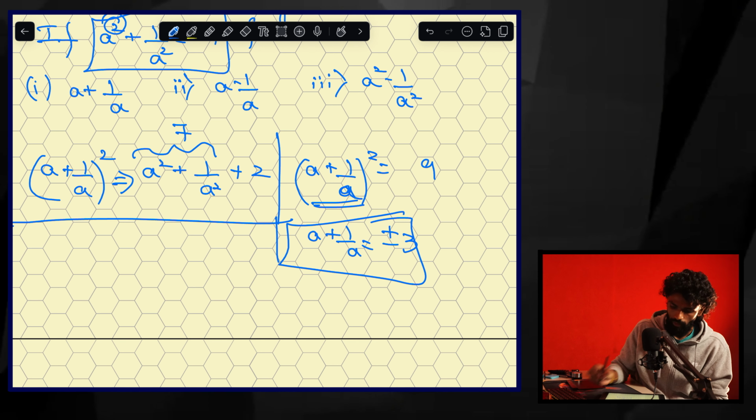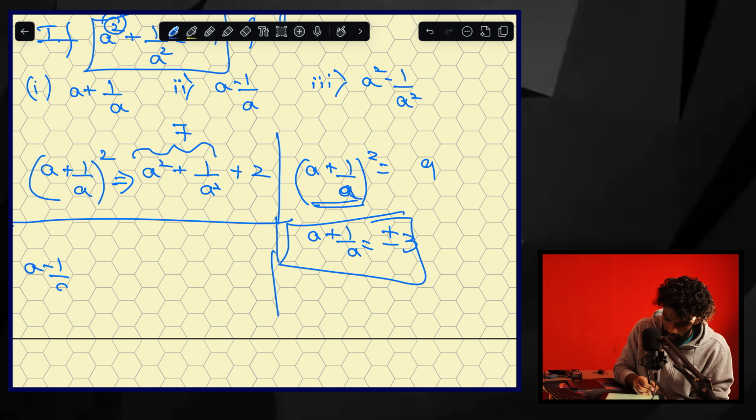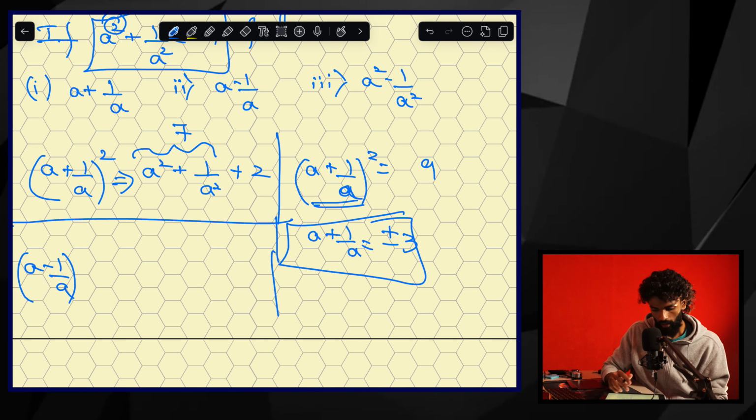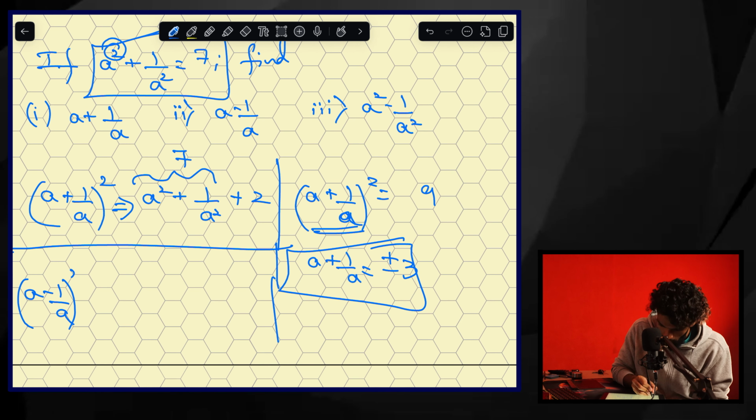Now, look at the second one. Second one also, that's your hint. So I'll write a minus 1 by a. I'll open bracket. I'll put them inside brackets. I'll go back to my question. The question has a square there. So I'll put a square blindly here.